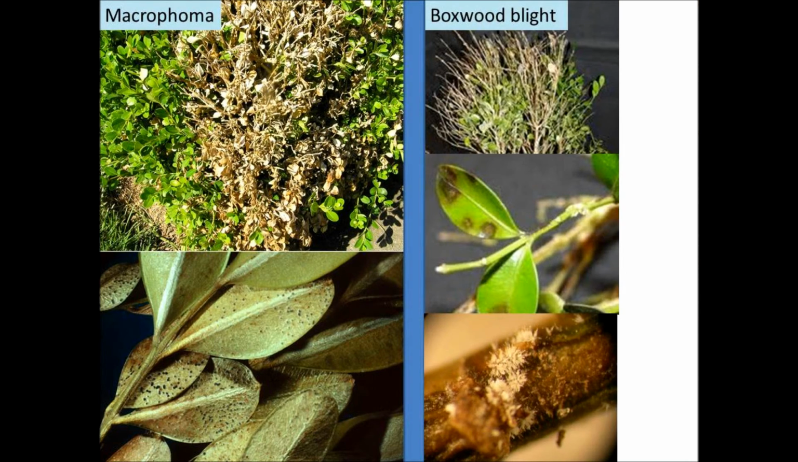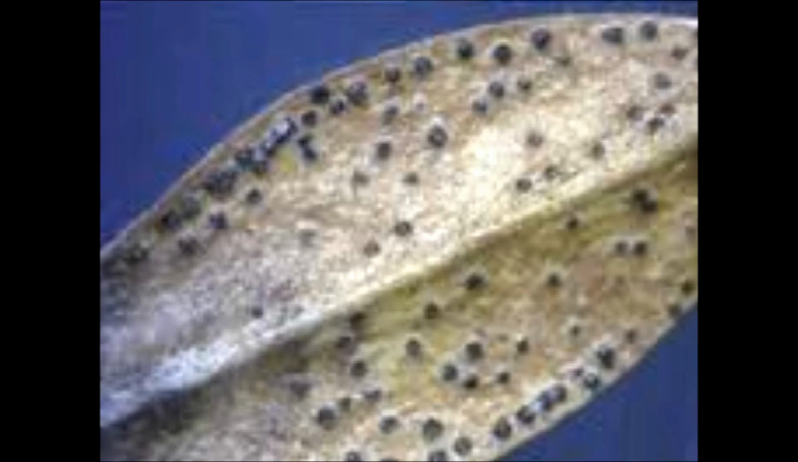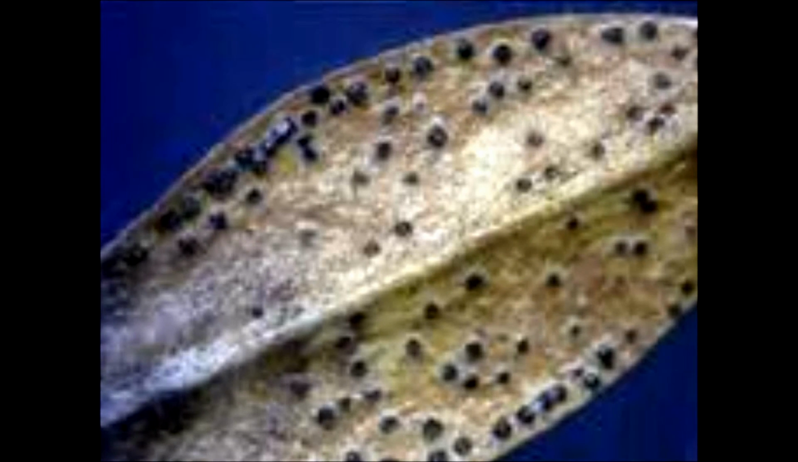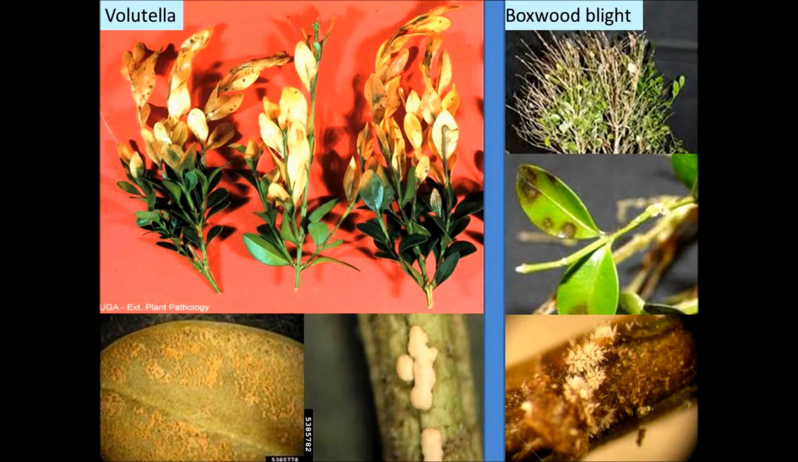On the left is a common foliar leaf spot and dieback of boxwood called macrophoma. Macrophoma does not cause defoliation as rapidly as boxwood blight, and the fruiting bodies can be seen as dark spots as compared to the stellate sporodocia of boxwood blight. Macrophoma does not typically cause the discrete circular leaf spots either.